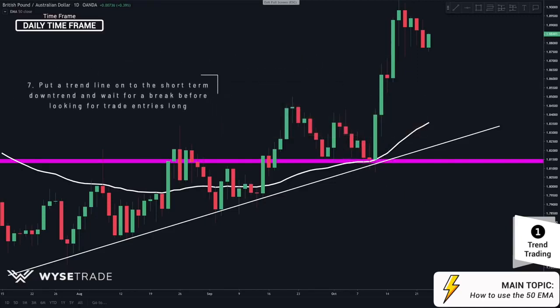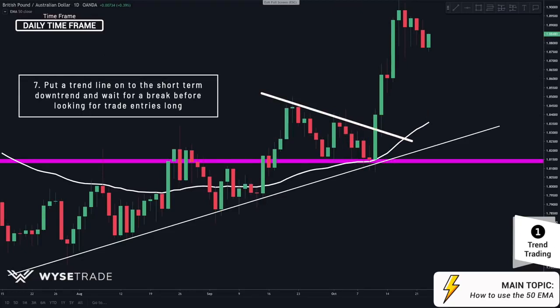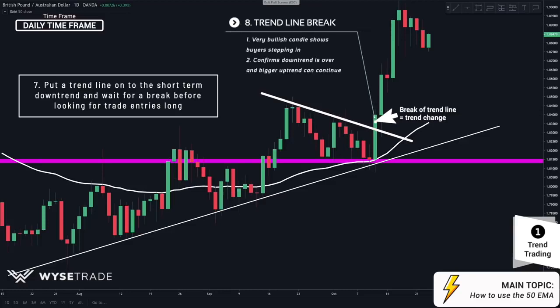As you should already know, you then put your trend line above the current moving downtrend. And once you had your break through the short-term trend line like this, it confirms all your previous analysis and that the short-term downtrend is over and that the bigger uptrend can continue. You then start looking for intraday entries through a breakout or a momentum play.